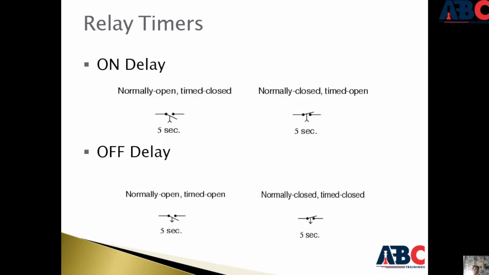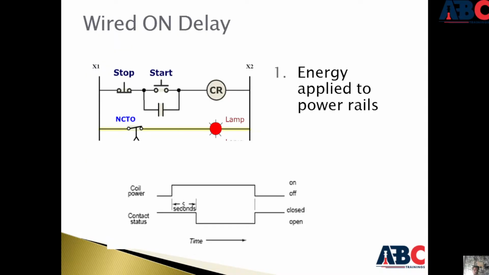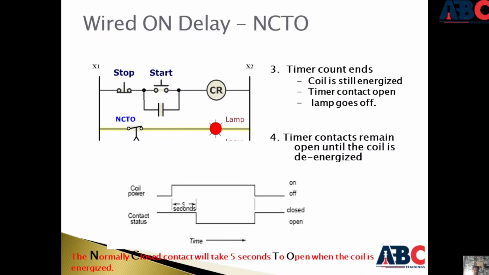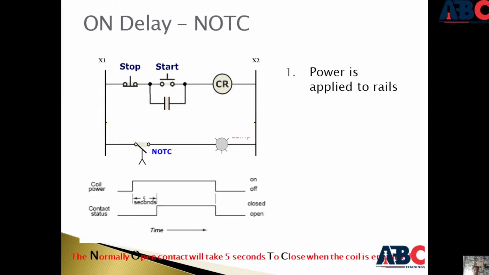These are timers: on delay and off delay. Normally open, timed closed. Normally closed, timed open. Wired on delay: energy is applied to the power rail. Start push button is pressed. Coil is energized. Holding contact closed. Time contact stays closed. Lamp stays on. Wired on delay: time count ends. Coil is still energized. Timer contact opens. Lamp goes off. Timer contact remains open until the coil is de-energized.